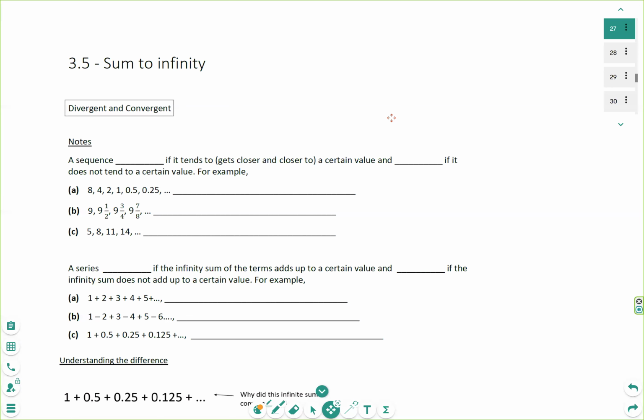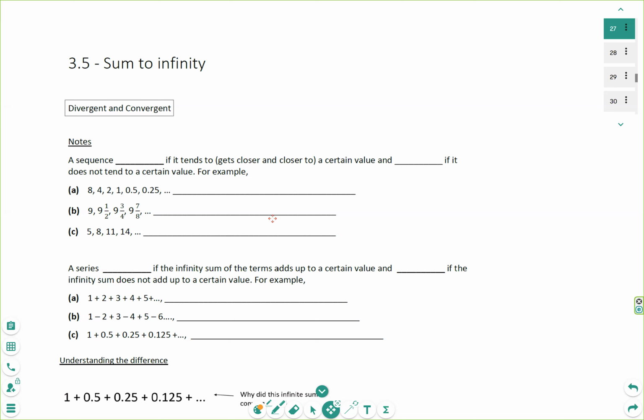Welcome to PO2 Chapter 3.5, where we look into the world of Buzz Lightyear, because we're going to sum to infinity and beyond. This lesson, we are looking into divergent and convergent, two different types of series and sequences.